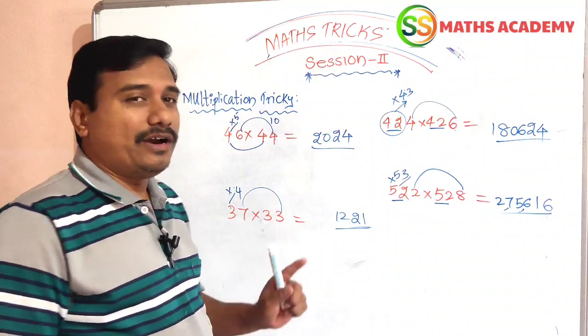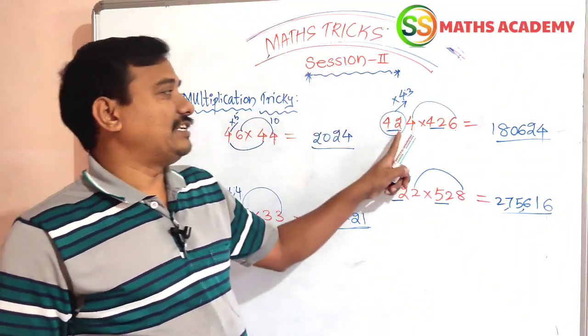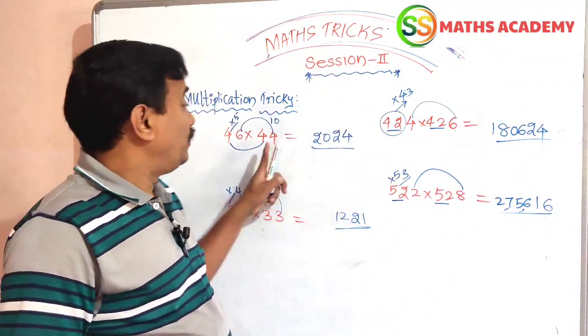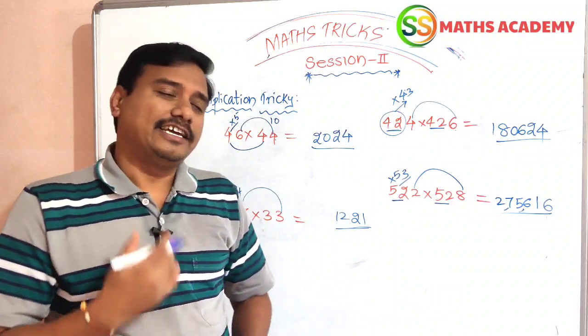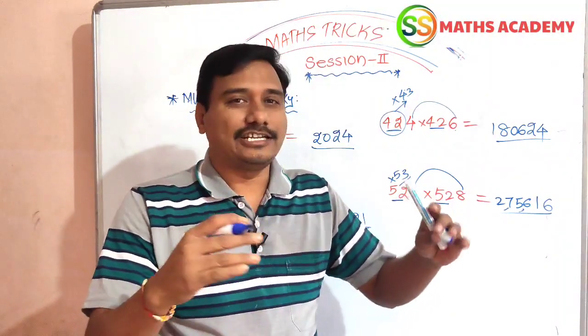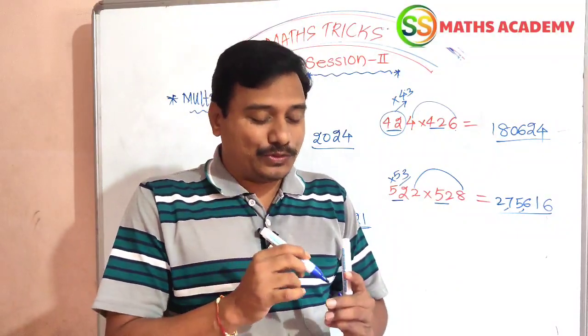Yes, you have to remember here the tens position numbers are the same. Here the tens and hundreds position numbers are the same. The sum of the unit position numbers must be equal to 10. If you follow this technique, it can be possible for any kind of four-digit numbers also. Dear friends, now let us see one more good question.